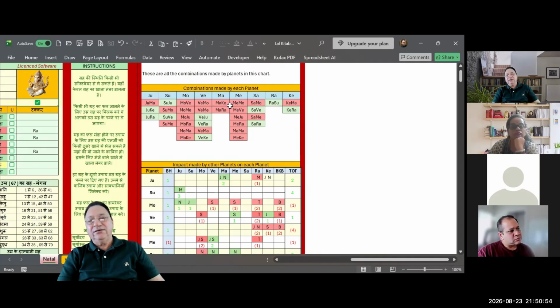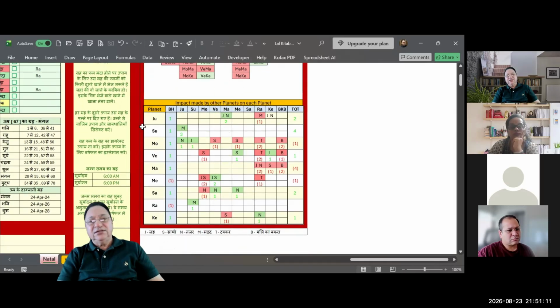So that's why this screen is for very detailed analysis. It is available for anybody who wants to check which age is running, which planet Dasha is going on, and what combinations that planet is making, and are they good or bad. And this is a very detailed chart telling you, for example, let's say Mars. It tells you why Mars is becoming bad.